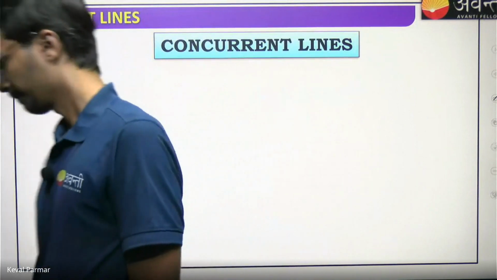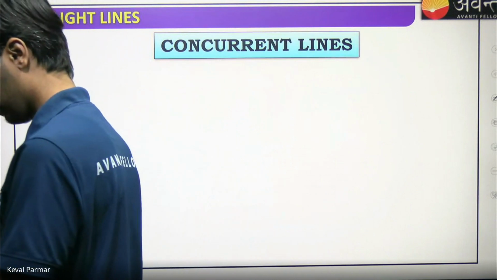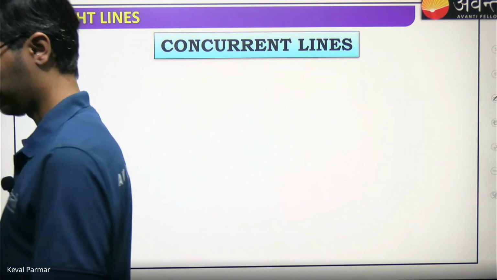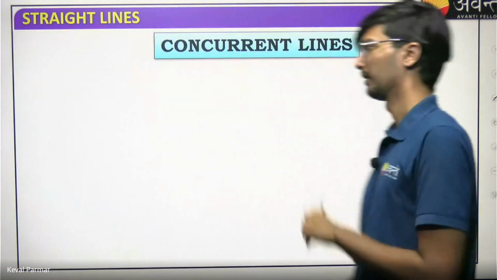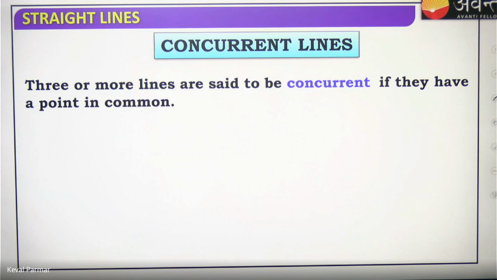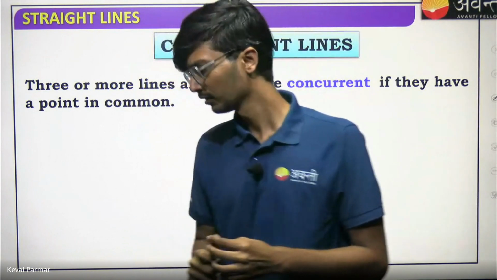Before getting into this, let's check what we mean by concurrent lines. As you must know, concurrent lines are basically lines that have a point in common.